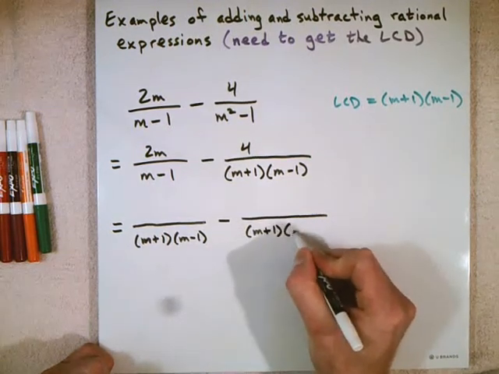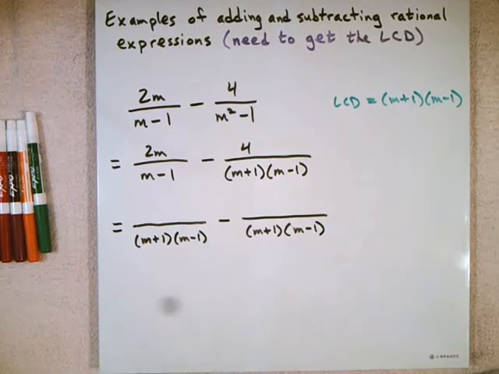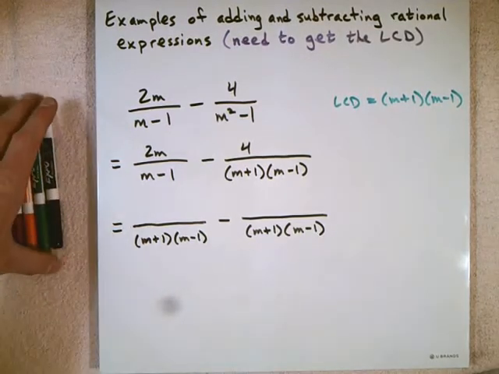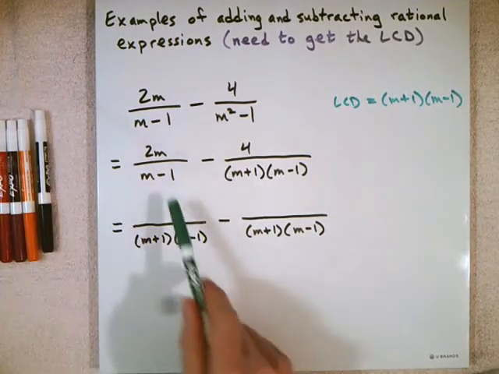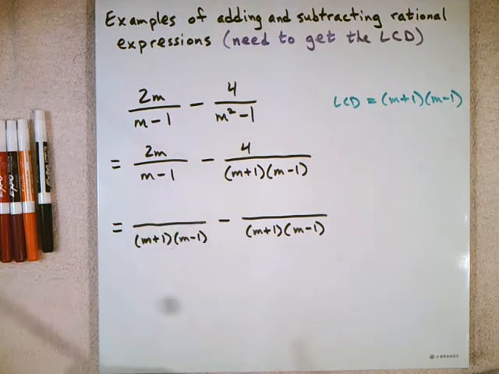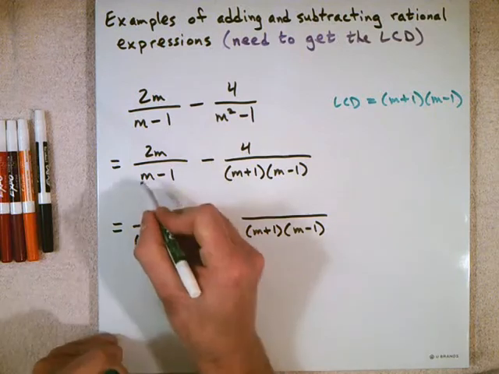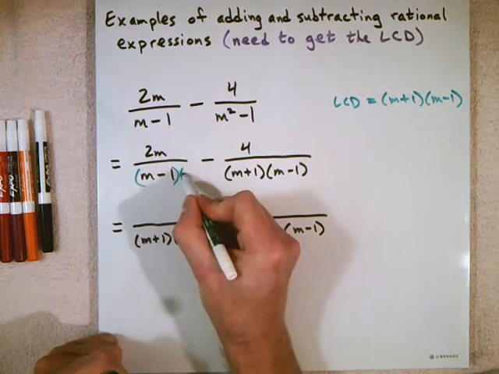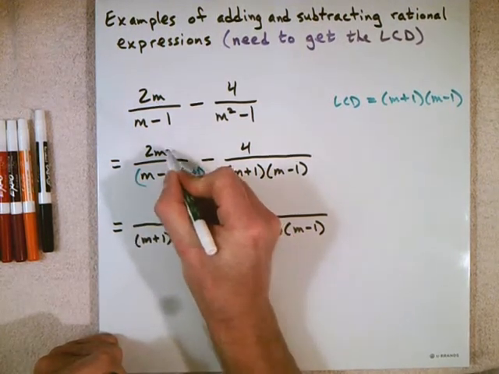There we are. So far, so good. Now we play the multiplication game, just like before. So what am I going to multiply m minus 1 by to turn it into m plus 1, m minus 1? Well, that's not too hard. You need the m plus 1, don't you? So just go ahead and throw that in there. And of course, when we do the denominator, do the numerator.